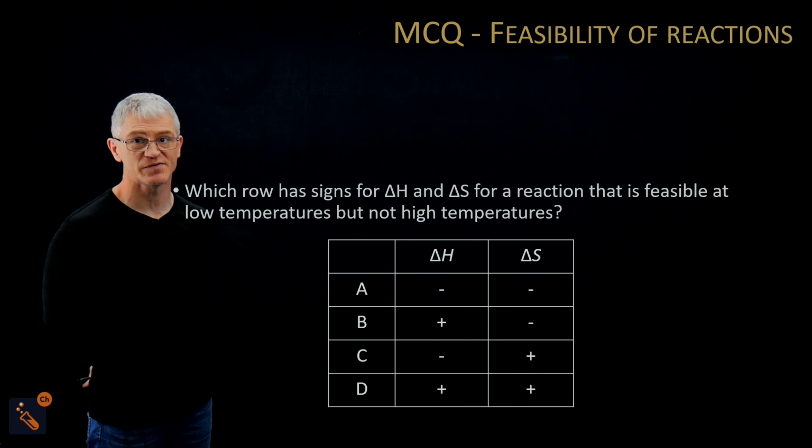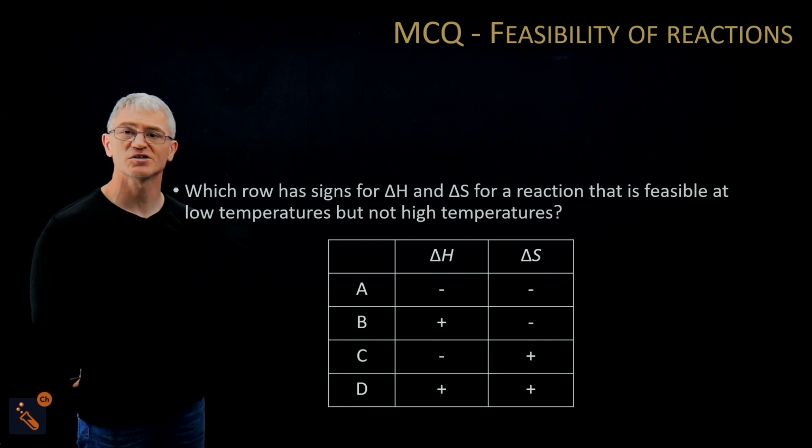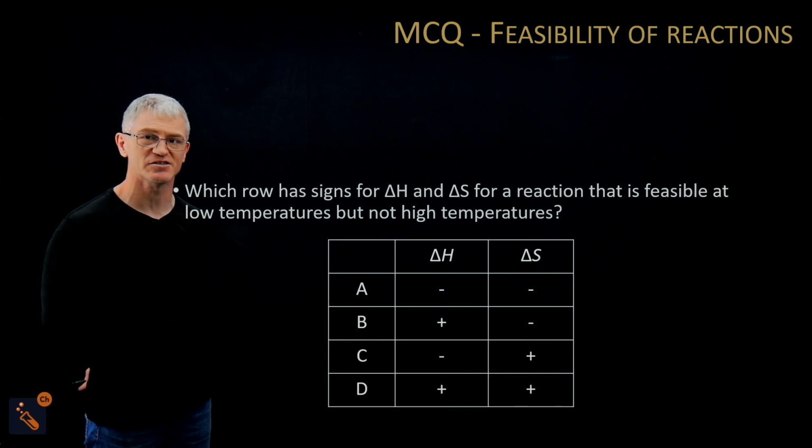So if we put this in what you might get in an exam in terms of an MCQ, here's what it might be. So I'd like you to stop the video and just go down each one and say, what do you think this is going to be? So the question asks you, which row has signs for delta H and delta S for a reaction that is feasible at low temperatures but not high?